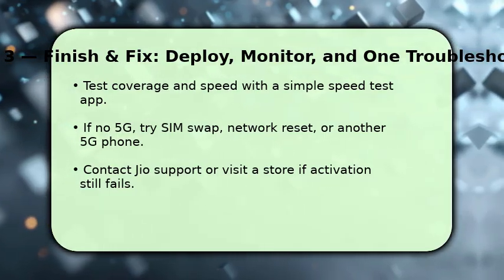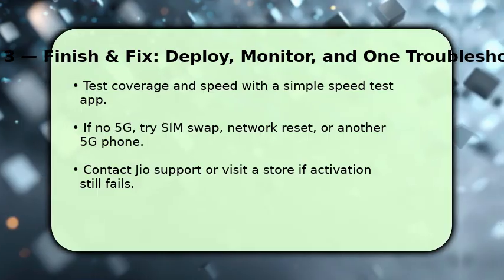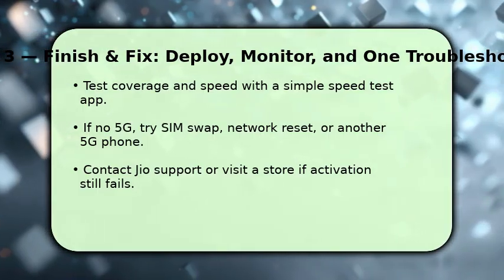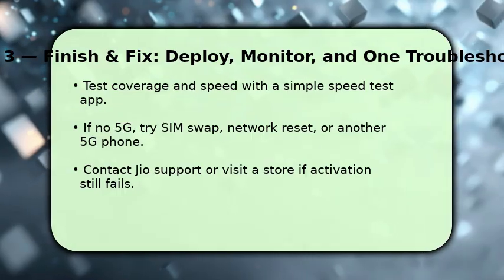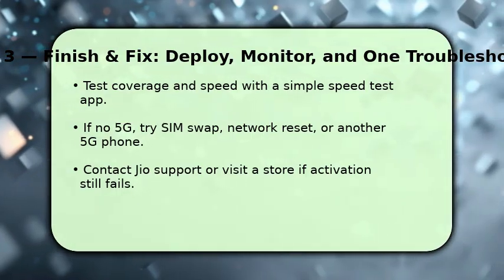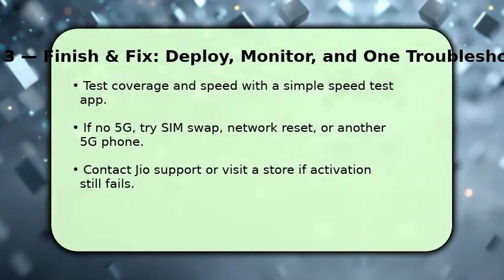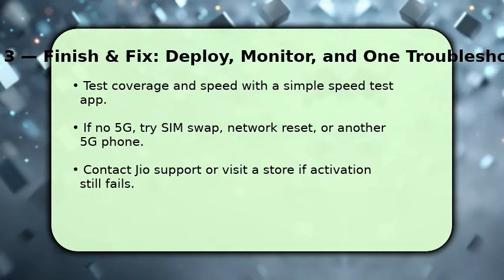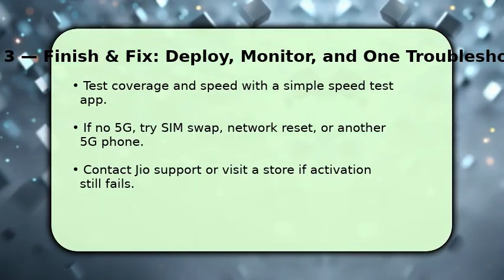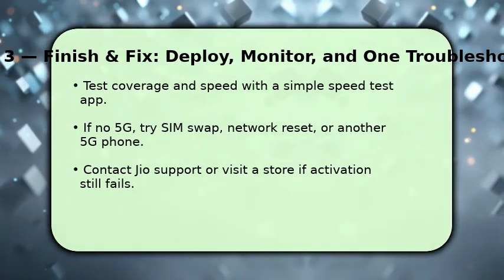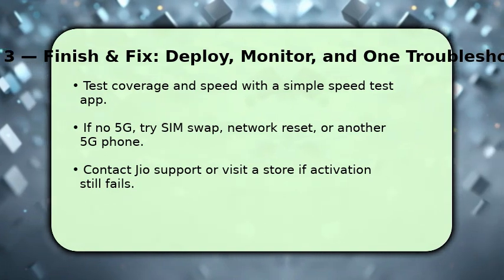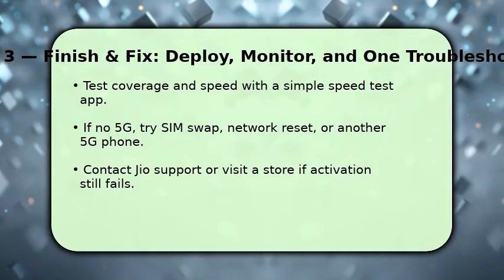If you don't hit 5G, make sure you're in Geo's 5G footprint and try a SIM reseat or a SIM swap at a store, because provisioning sometimes locks to older profiles. As a key troubleshooting tip, perform a network settings reset and test the SIM in another 5G-capable phone. If issues persist, contact Geo support for provisioning checks and tower-side troubleshooting.